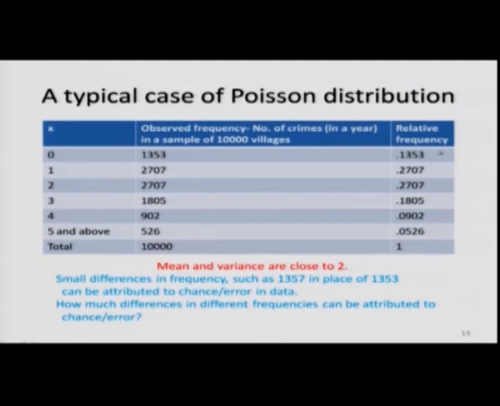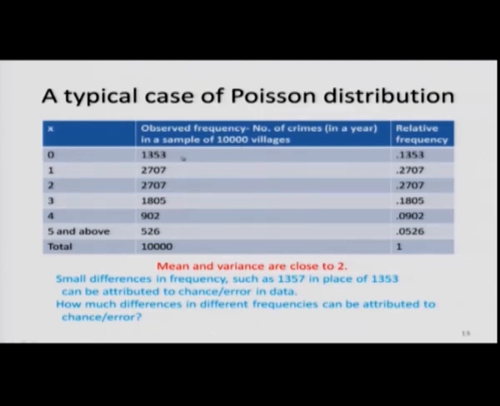probabilities are 1353, 2707, 2707 etc. And the sum of all the probabilities will be 1, the sum of all relative frequencies will also be 1. You can calculate 1353 divided by 10,000, 2707 divided by 10,000 etc. and add, you will again get 1. There are very small differences between observed frequencies and frequencies obtained by using a Poisson distribution.